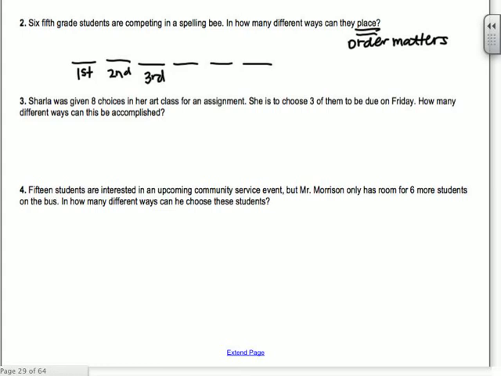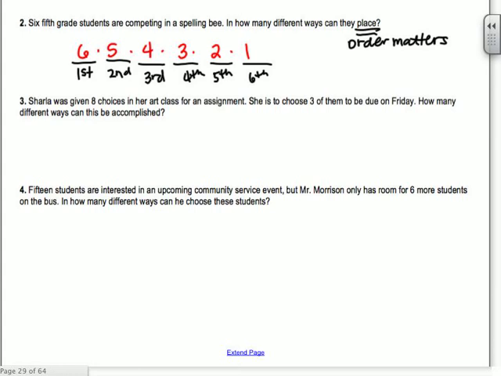How many students could possibly get first place? 6 of them. Once first place is selected, there's only 5 left for second place. Then 4, 3, 2, 1. Kind of works better the other way, right? If you actually think about a spelling bee, like 6 people could possibly get 6th. Once that 6th place person is determined, so once the first person's out, there's 5 people left for 5th place, and so on.